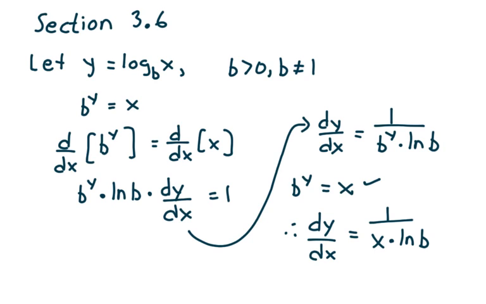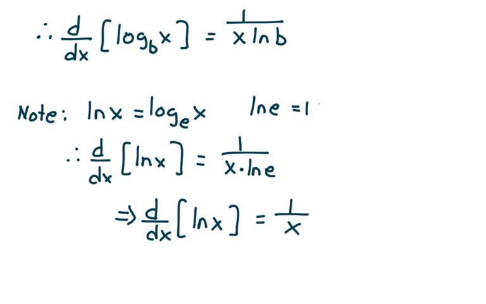Now, the derivative of b to the y with respect to x is b to the y times natural log of b times dy dx. It's chain rule. The derivative of x with respect to x is 1. So b to the y times natural log of b times dy dx is the same as 1. So dy dx is 1 over b to the y times natural log of b, but b to the y is the same as x, and so therefore dy dx is 1 over x times natural log of b.